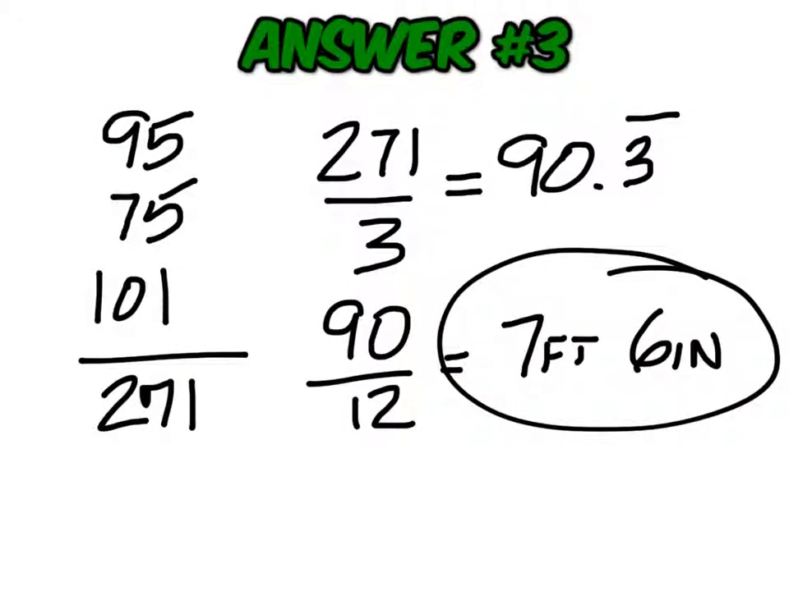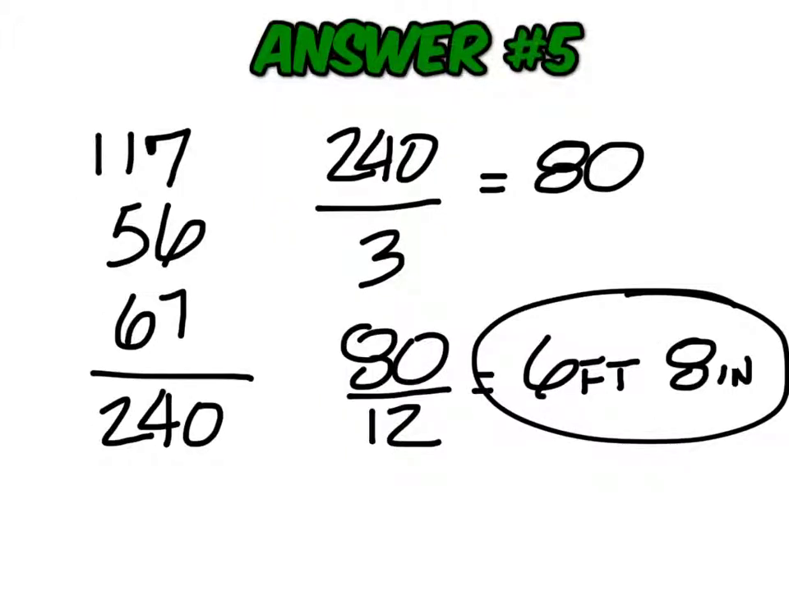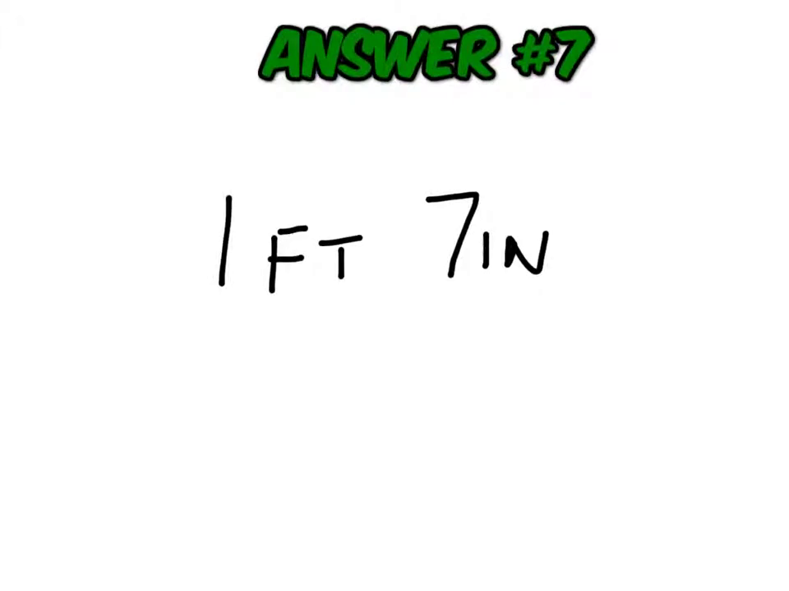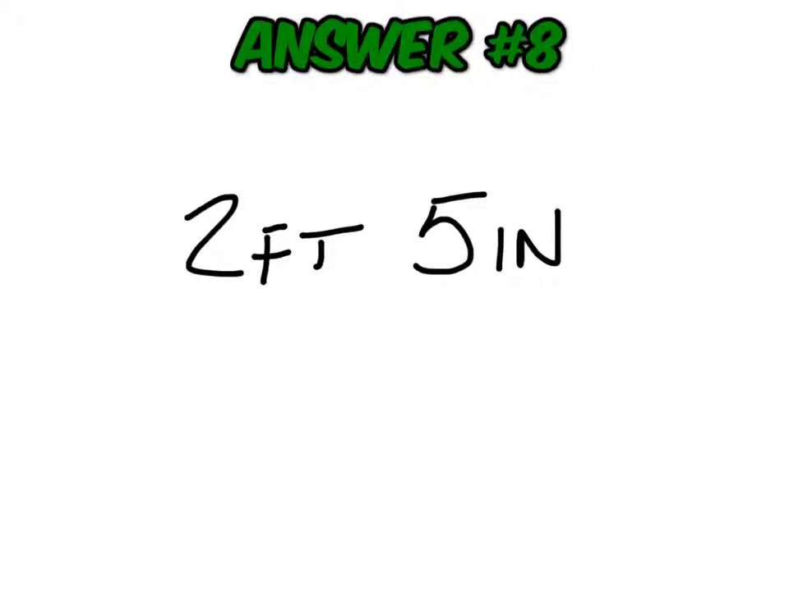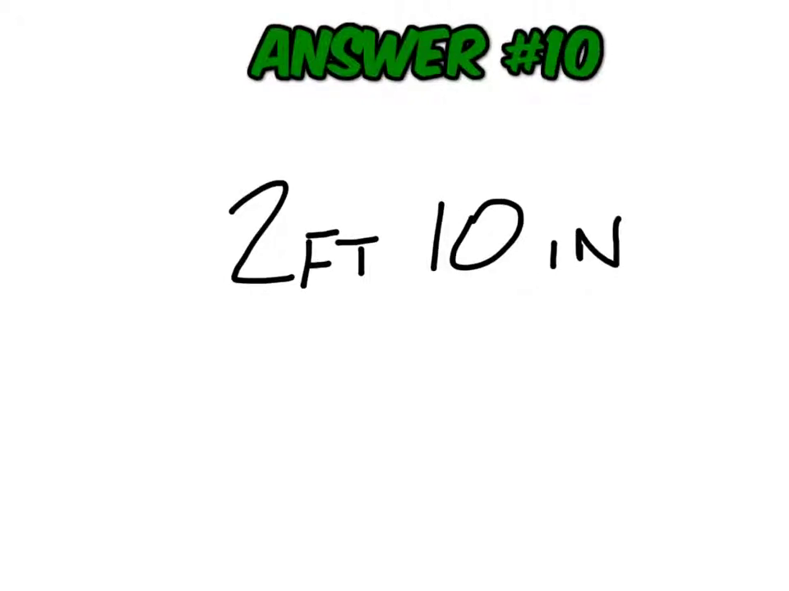3 is 7 feet 6 inches. 4 is 9 feet 4 inches. 5 is 6 feet 8 inches. 6 is 1 foot 6 inches. 7 is 1 foot 7 inch. 8 is 2 feet 5 inches. 9 is 7 feet 10 inches. 10 is 2 feet 10 inches. Now, are there any questions?